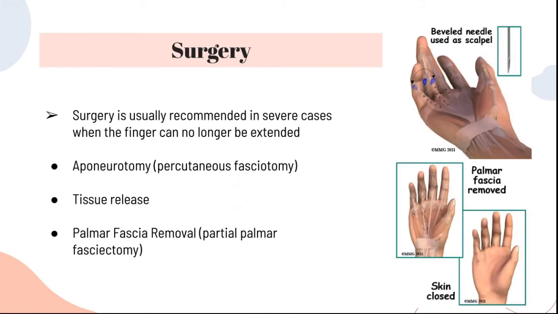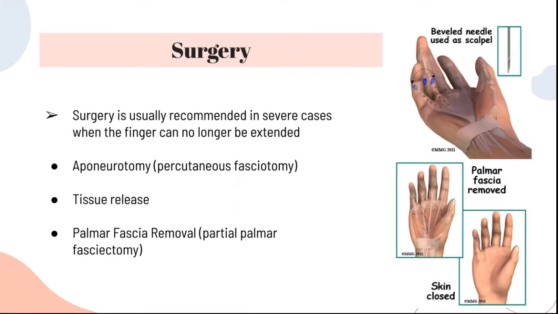Surgery is usually recommended in severe cases when the finger can no longer be extended, and it's also recommended when the joint at the knuckle of the finger reaches 30 degrees of flexion. Aponeurotomy, otherwise referred to as percutaneous fasciotomy, is recommended when the disease is still in its early stages, and it's also less invasive. A sharp needle cuts a path through the cord, weakening it enough to stretch it, extend it, or rupture it. Some disadvantages of this surgery are that it has a high recurrence rate and the potential for nerve injury, infection, and hematoma formation.